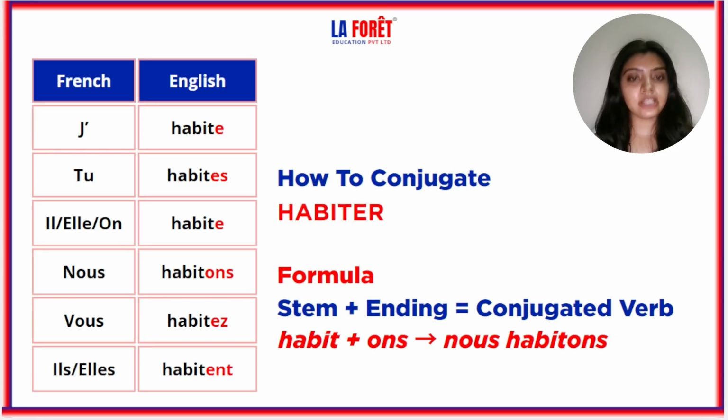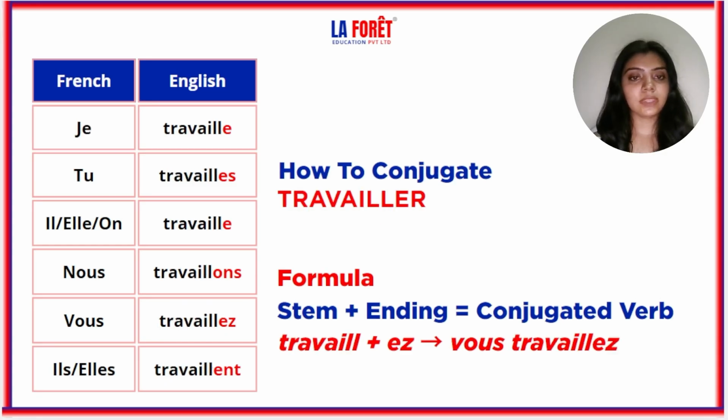Let's repeat it once again. J'habite, tu habites, il, elle, on habite, nous habitons, vous habitez, ils, elles habitent. Excellent. Now you know how to conjugate verbs in the present tense of ER verbs.